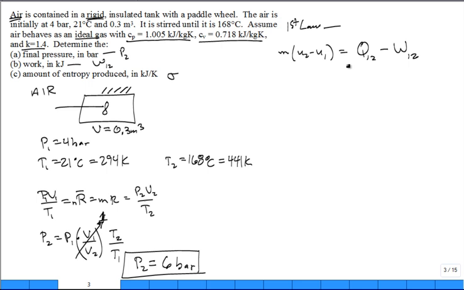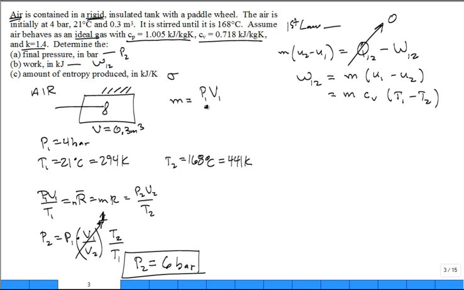How much heat was transferred in? Nothing. And so what we have is the work out is equal to the mass of the system times U1 minus U2, where that is the mass of the system times C sub V times T1 minus T2. So we have to calculate the mass of the system. Go back, the mass of the system is equal to P1 V1 times the molar mass of air divided by R bar T1. That makes sense to calculate the mass of the system. So the mass of the system is 1.42224 kilograms. Substitute that there, the specific heat constant volume there, the two temperatures there. We calculate the work, 1 to 2, is negative 150 kilojoules.